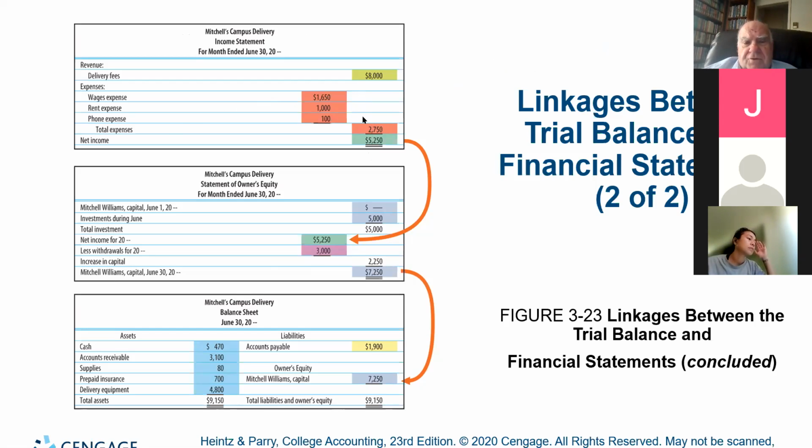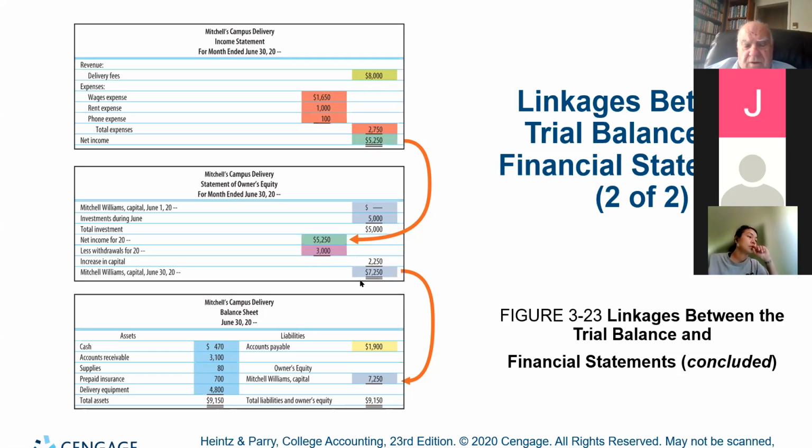We do the income statement first because we need to get the income in order to input it into the statement of owner's equity. And again, you have Mitchell's Campus Delivery, name of the statement of owner's equity, for the month ended or for the month of. That's important to write it that way. So here he started off with 5,000, you know, zero obviously before that, but our starting point is 5,000 that he invested, plus the net income, less the withdrawals or drawings means that his capital increased by 2,250.